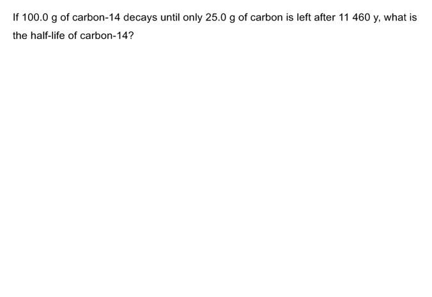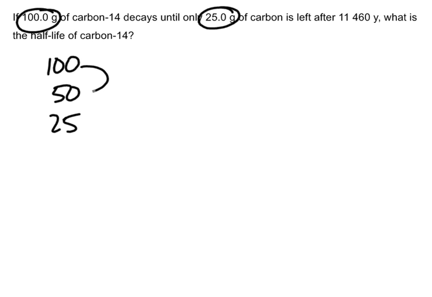If I have 100.0 grams of carbon-14 that decays until only 25.0 grams of carbon is left, and it took 11,460 years, what is the half-life of carbon-14? The first thing I want to determine is how many half-lives have occurred. If I start with 100 grams and it decays to 25, I take 100 and cut that in half to get 50. I cut that in half again to get 25. So there's one half-life, two half-lives. I had two half-lives.